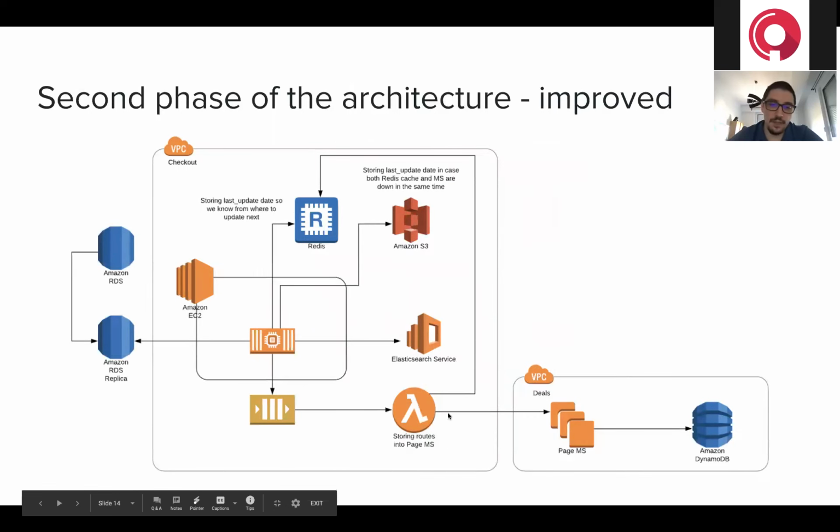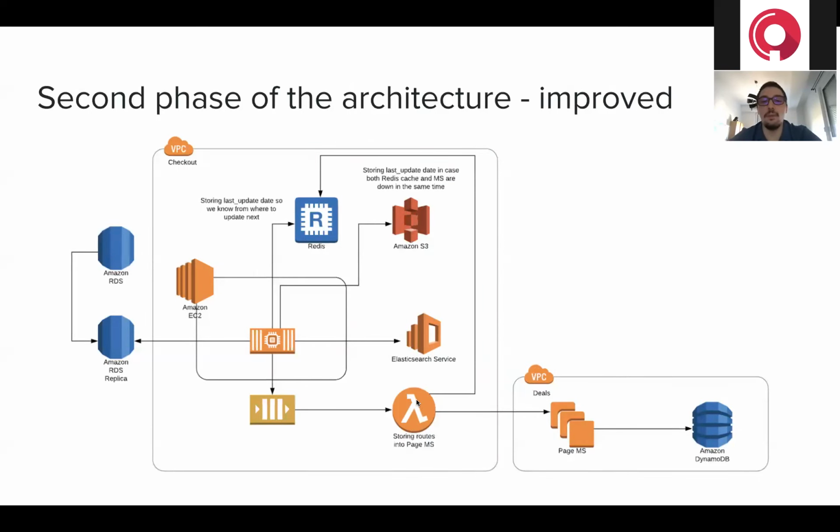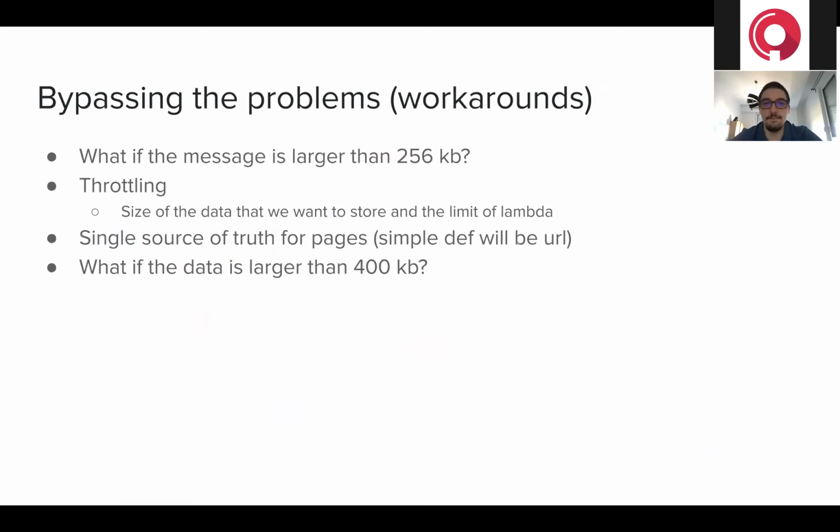And for that purpose, a really nice new feature from Lambda is that you can add throttling, where you can set how many parallel invocations you can have on the Lambda microservice. And this was actually the second implementation, which went live last year. So now, again, to go with the problems, we answered why with 256 kilobytes. I said about throttling, and also in this case we have a single source of truth for pages.